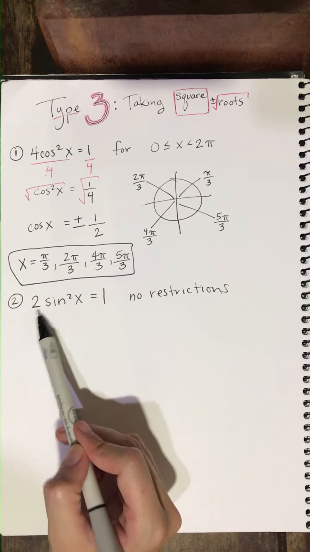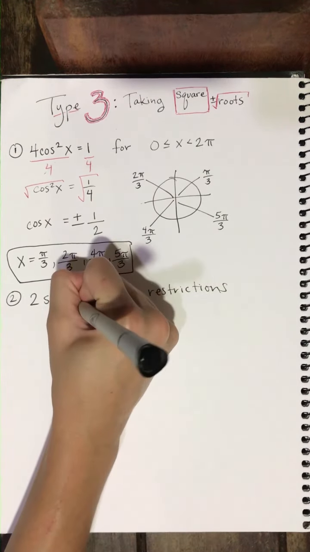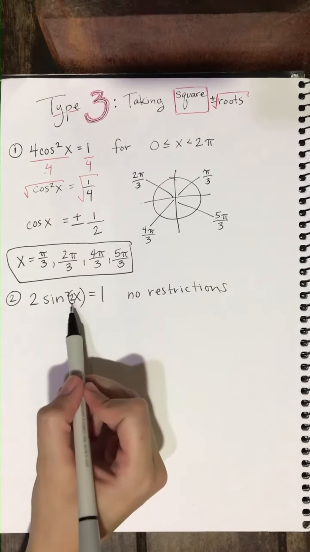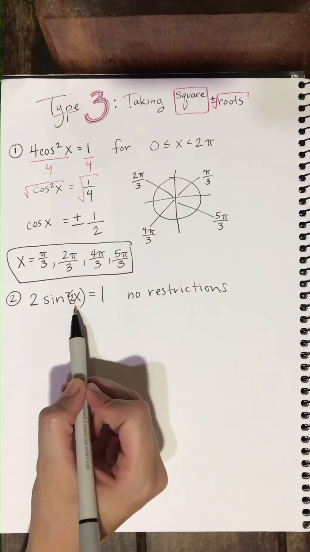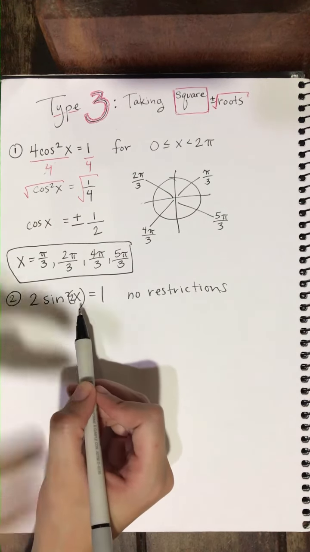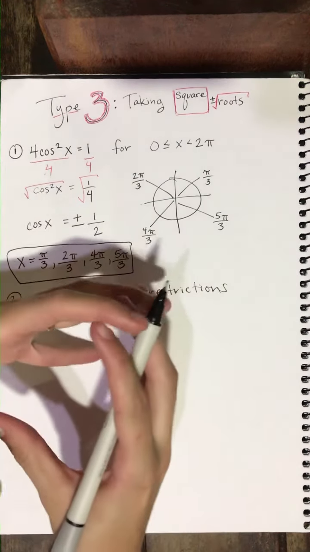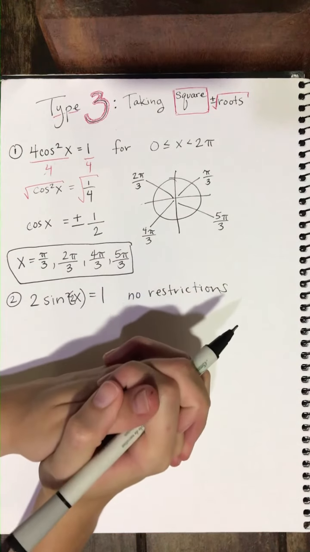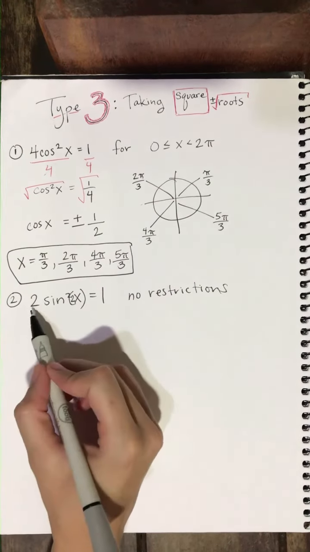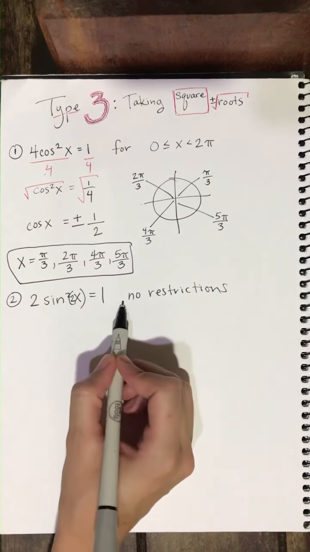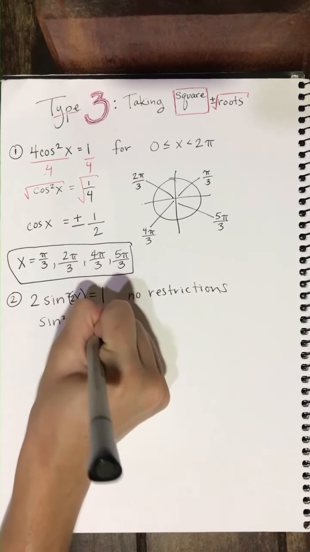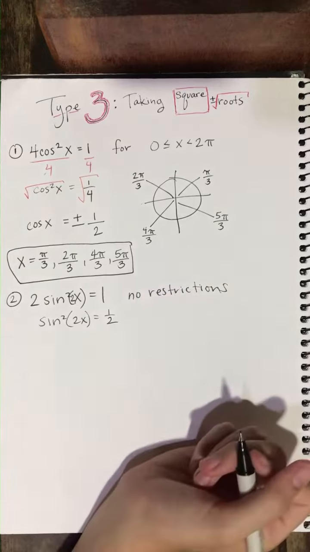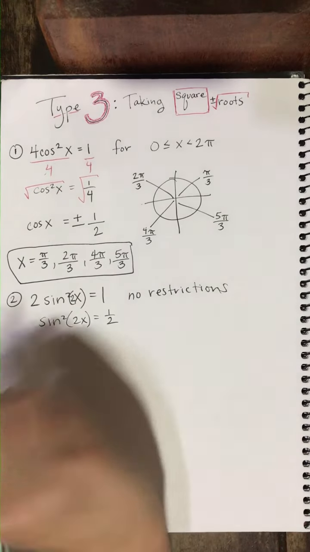Oh, wait, I forgot my 2 in front of my x. Hope y'all caught that. There's my 2 in front of my x, and now it's kind of messed up with my sine squared, okay? So this is like a monster of type 2 and type 3 combined into one beautiful equation. So first, this 2 is not part of the trig function, so I'm going to pass it to the other side dividing. So I've got sine squared of 2x is equal to 1/2. Take the square root of both sides.